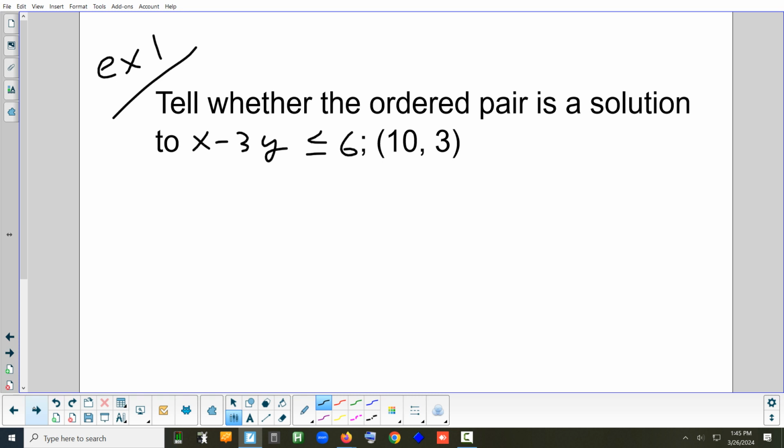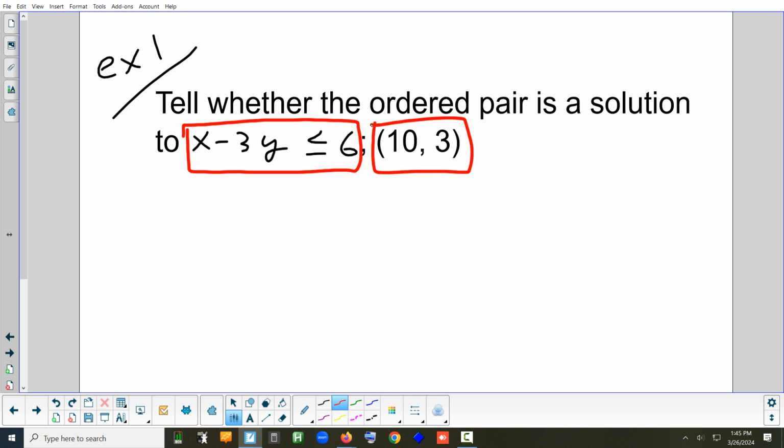Okay, so tell whether the ordered pair is a solution. So you guys have to write down this. So this is the thing that you're going to plug into, and then this is what you're going to plug in. This semicolon, it's just there to separate the two things. It doesn't mean anything. All right, so let's try it.